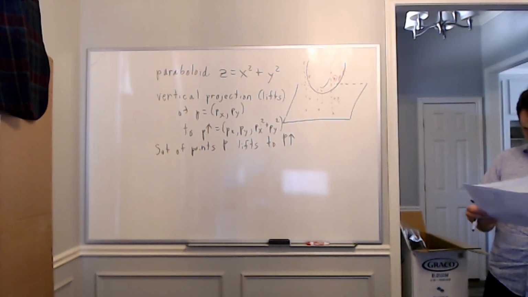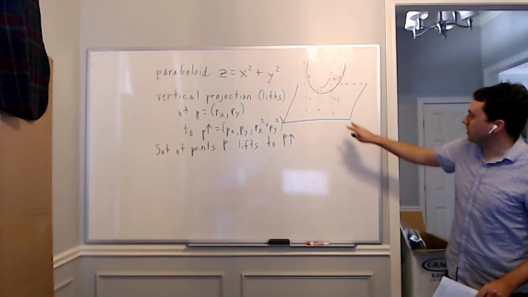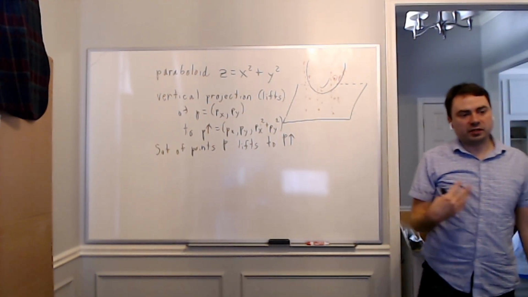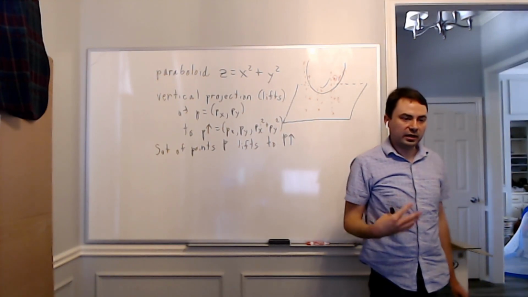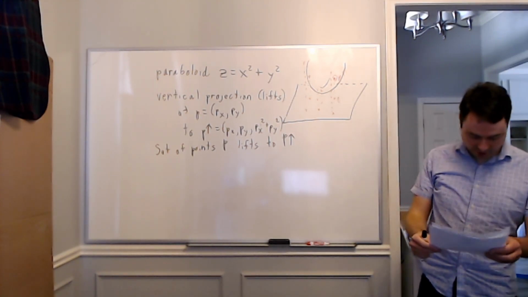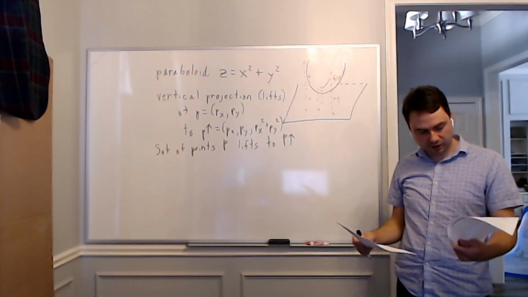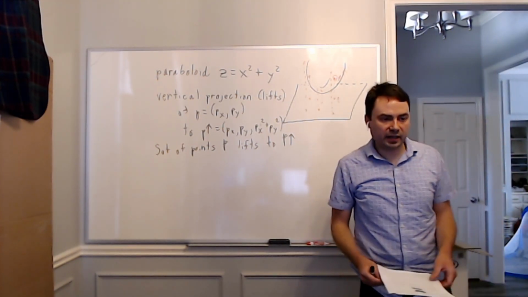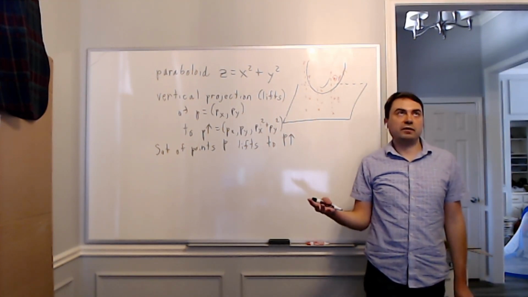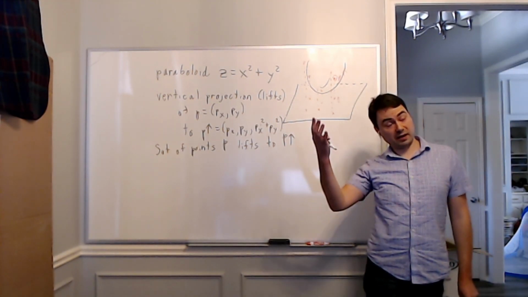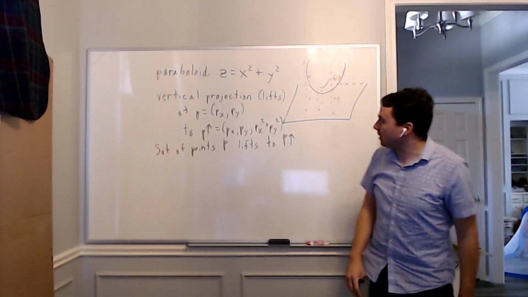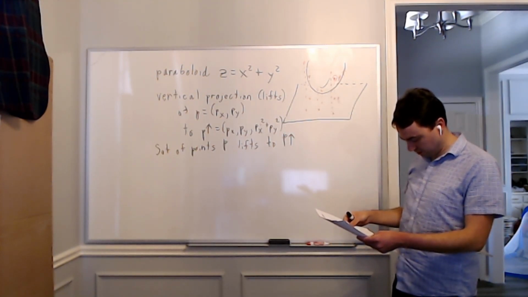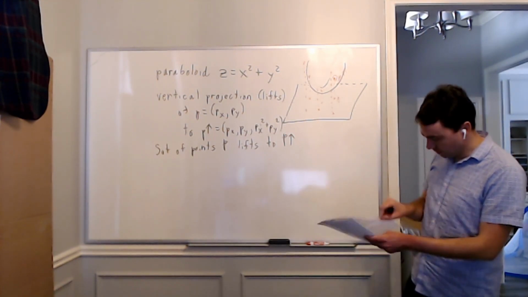So what we're going to do is we're going to take these points down here in the plane, we're going to lift them up to the paraboloid, and we're going to start talking about the convex hull of these points up in the paraboloid. In particular, we're going to focus on the lower convex hull, which is defined like in the plane. It's the intersection of all of the upper half spaces that contain these points up on the paraboloid.